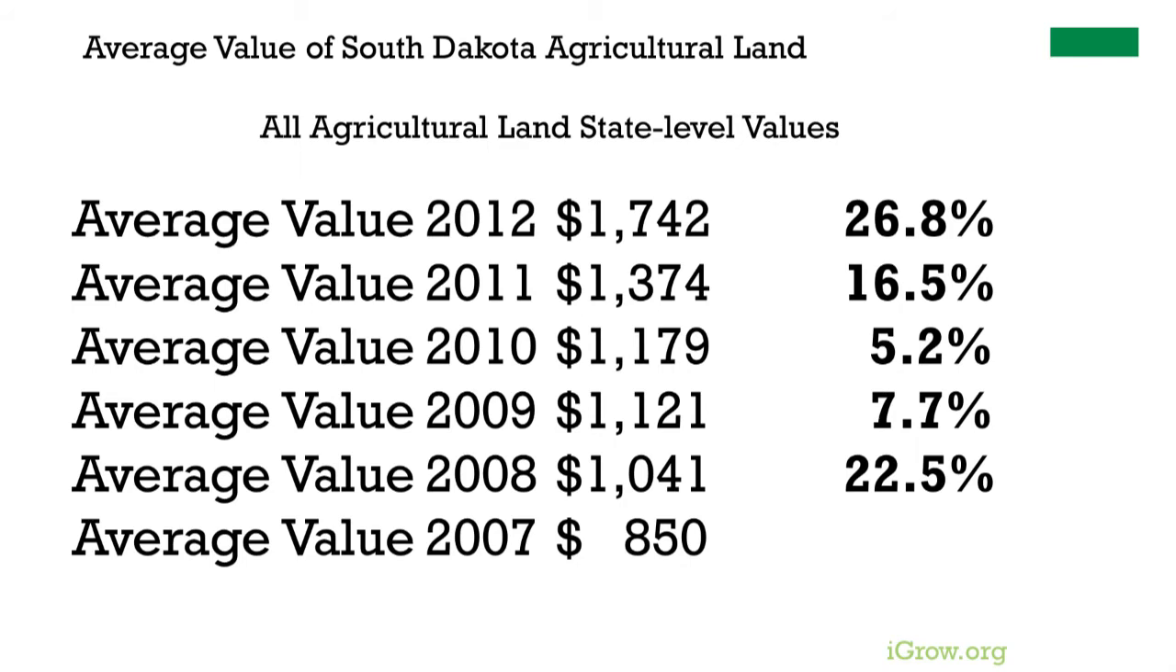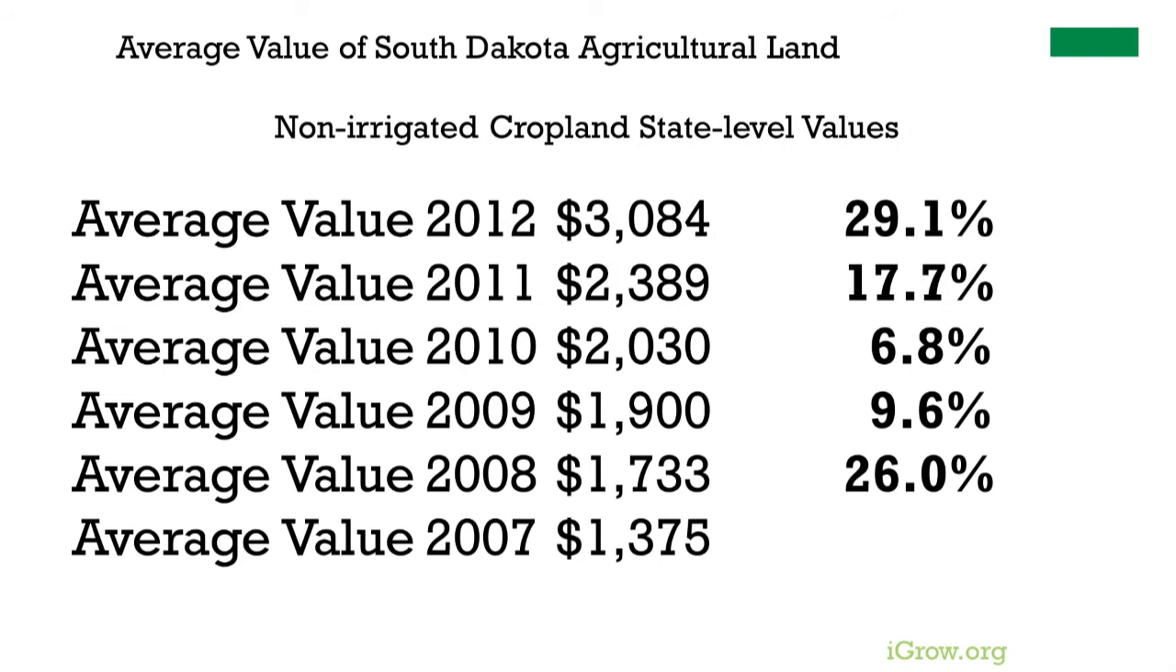for South Dakota. Next, let's look just specifically at cropland, and this would be non-irrigated cropland. And you can see that the percent increase is a little bit different than we saw for all ag land, but yet showing very strong changes over the last few years.